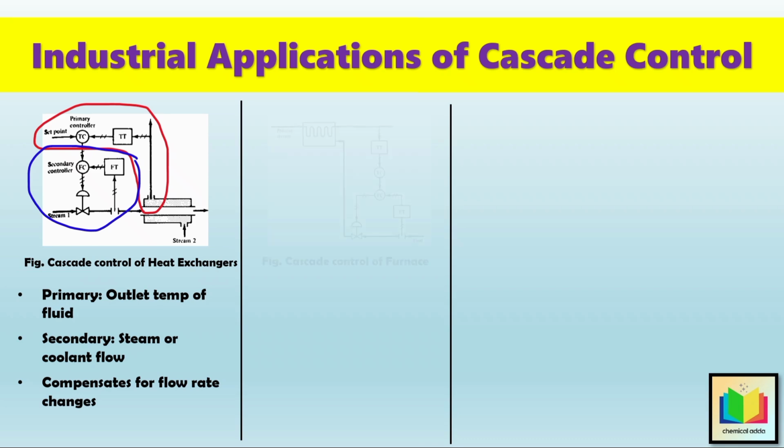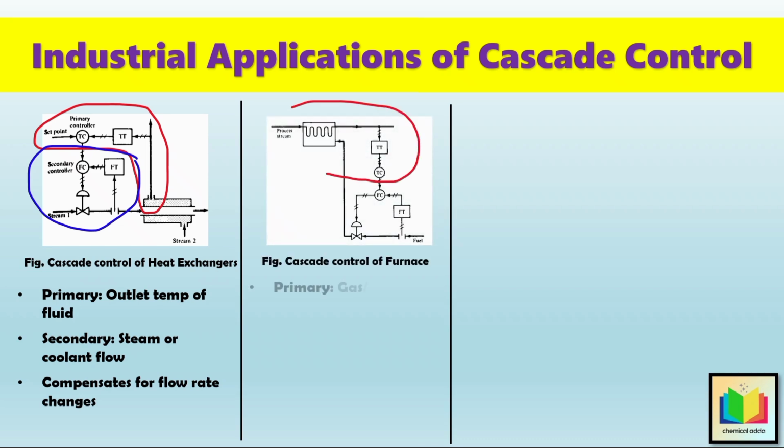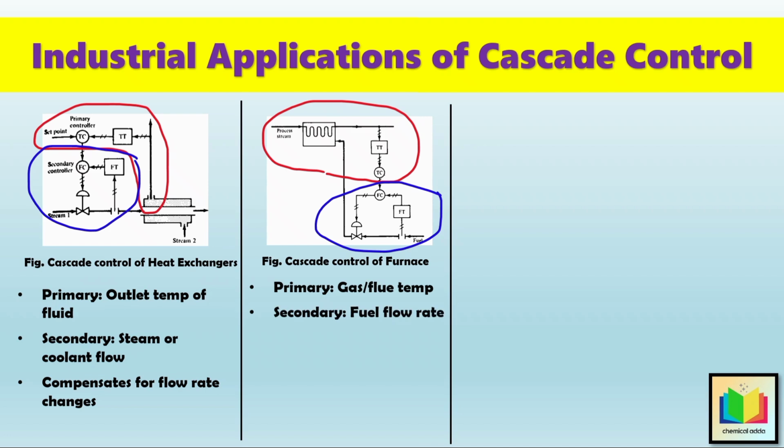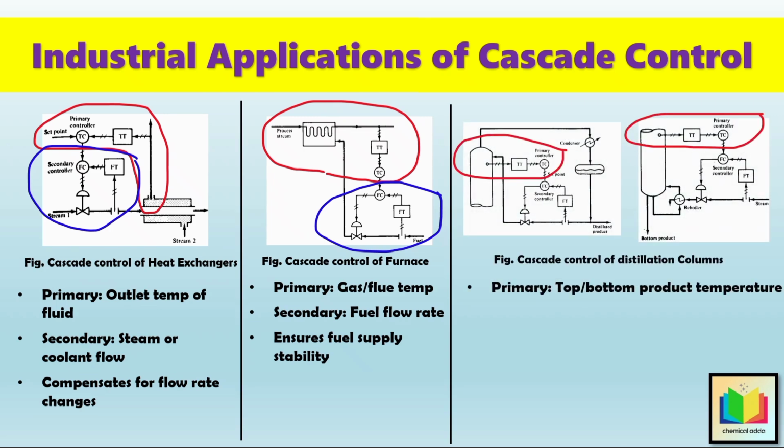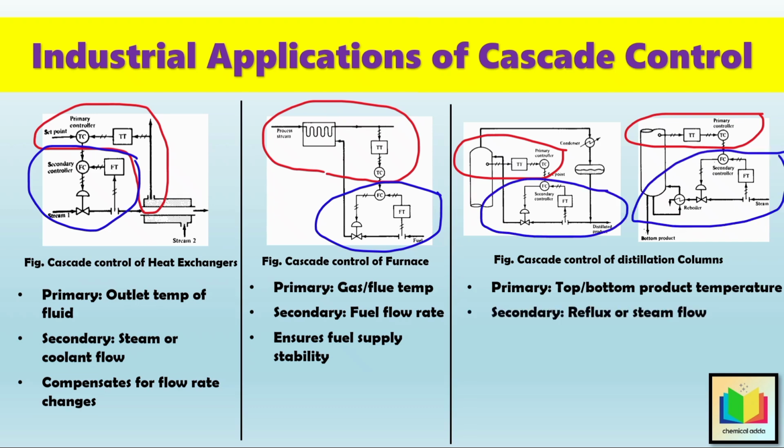Next application is in furnaces and boilers. Here, the primary loop keeps flue gas or product temperature at the desired level, and the secondary loop regulates fuel or airflow to respond quickly to load changes. Hence, in furnaces, a cascade control system helps to ensure fuel supply stability. The next application is in the distillation columns. Here, the primary loop maintains the desired product composition or tray temperature, and the secondary loop controls steam or reflux flow to handle disturbances quickly. Hence, in a distillation column, a cascade control system is used to regulate the concentration.